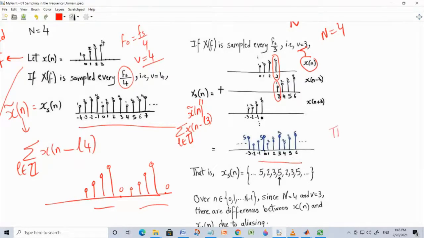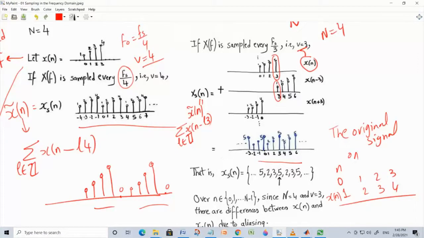Now, as you can see, the original signal on n equals 0, 1, 2, 3, x of n was 1, 2, 3, 4. Now, at 0, x tilde of n is 5. At 1, it's 2. At 2, it's 3. So those are not basically changed. But then at 3, it is equal to 5 again, and so on and so forth. But the idea is that you have aliasing. This overlap between the replicas is aliasing.